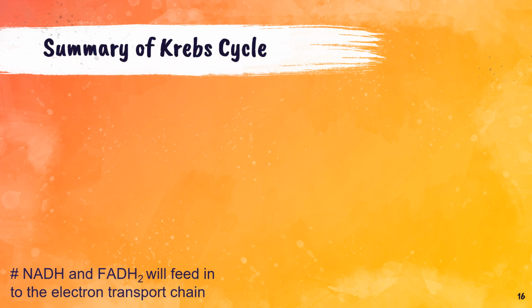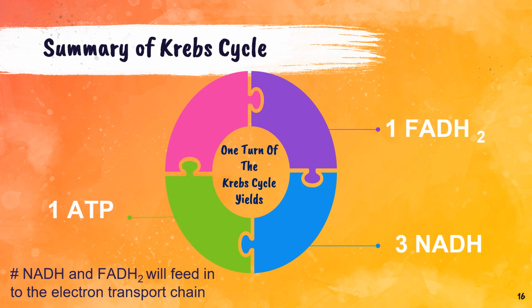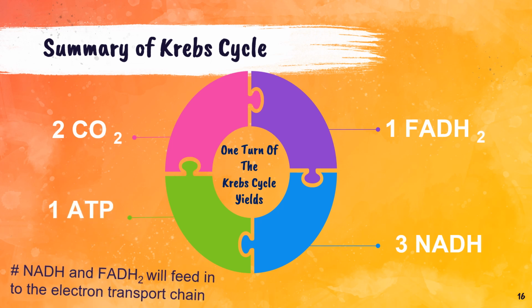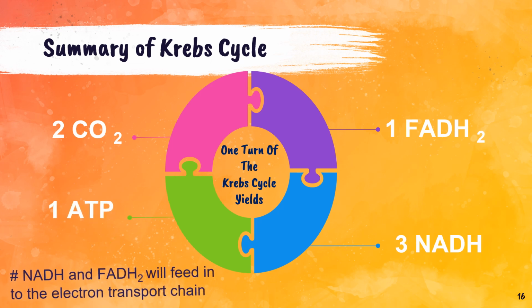Summary of the Krebs cycle. One turn of the Krebs cycle will yield two molecules of carbon dioxide released, three molecules of NADH and one molecule of FADH2 generated, and one molecule of ATP produced. NADH and FADH2 will go into the electron transport chain.